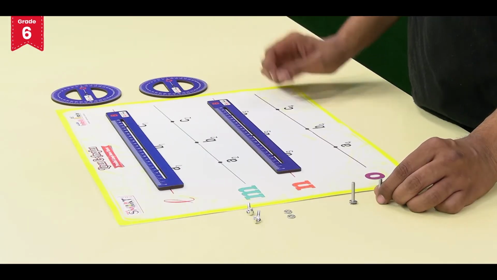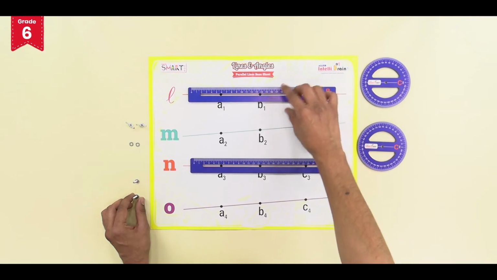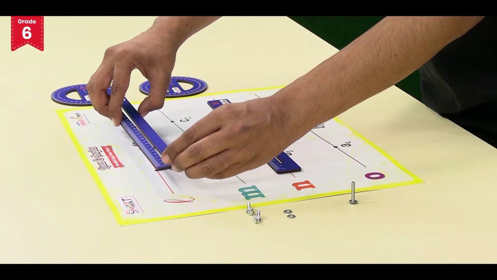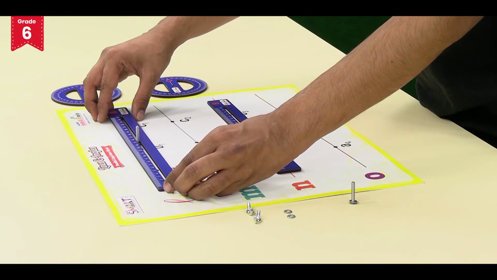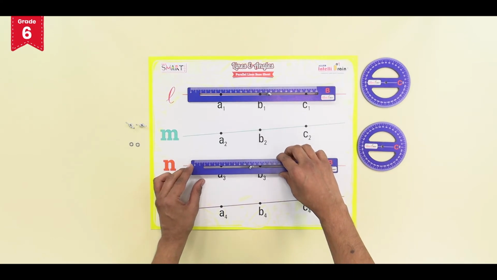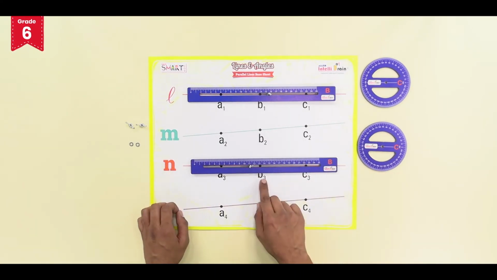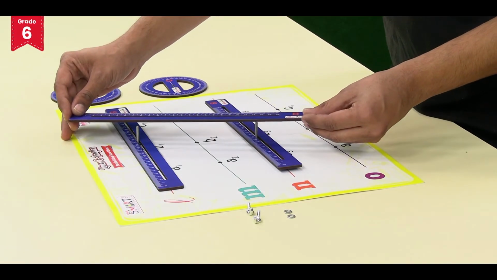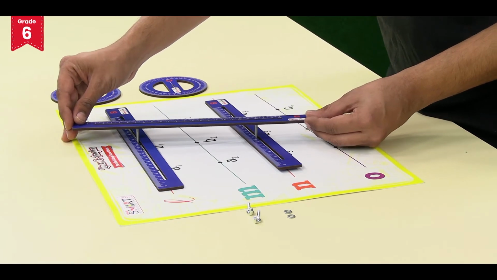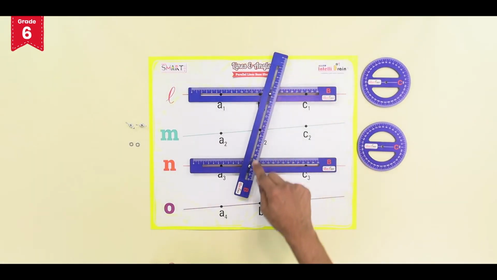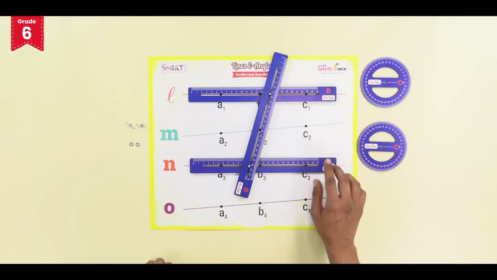Insert 1 bolt into the slit of the upper measuring tool from below, near the right side of the point B1. Insert the second bolt into the slit of the lower measuring tool B from the left side near the point B3. Now insert the 2 bolts into the slit of the third measuring tool B, which represents the transversal line crossing the 2 parallel lines.